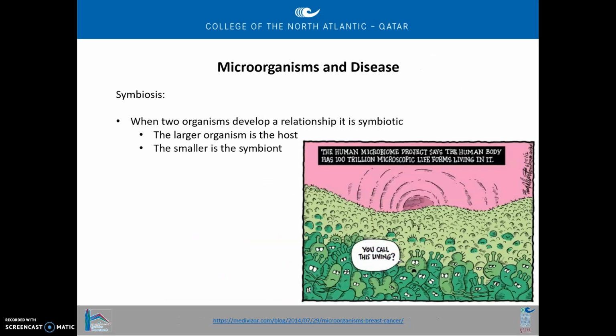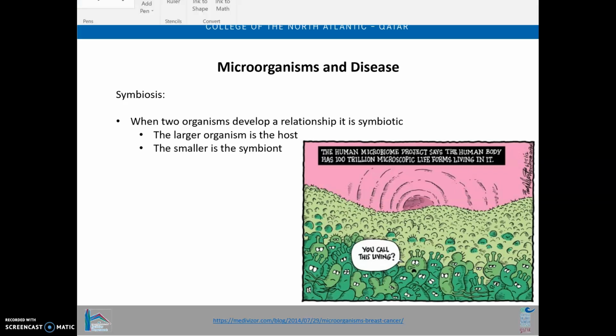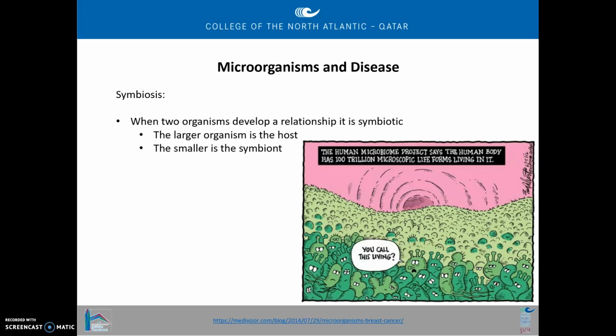Now, this leads us to the idea of symbiosis. Symbiosis, again, always look at the words. If you can break it down, it makes it a lot easier. Biosis, of course, is going to mean something that's living, and sym means same or living in close contact. So when we have symbiosis, we mean that two organisms are living in close contact and they develop a relationship that we refer to as symbiotic.